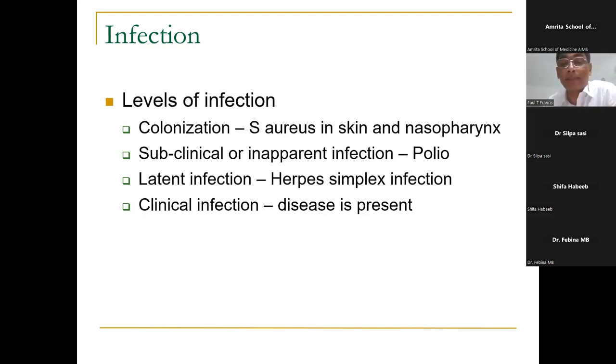Then subclinical or inapparent infection, where there is no apparent disease, or it doesn't reach that stage. One example would be polio. If around 100 persons get infected with polio, maybe one or two might develop paralytic polio.